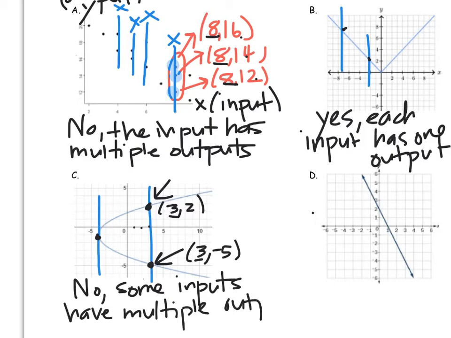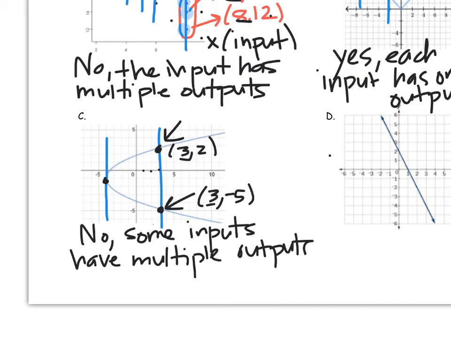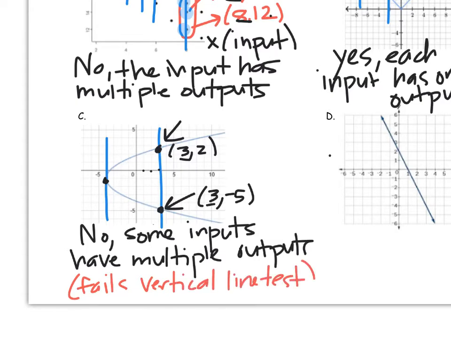And another way that you could say this, and sometimes we say this, the vertical line is actually called the vertical line test. I'm going to write here that it fails the vertical line test, because we might talk about that in class a little bit, the vertical line test.